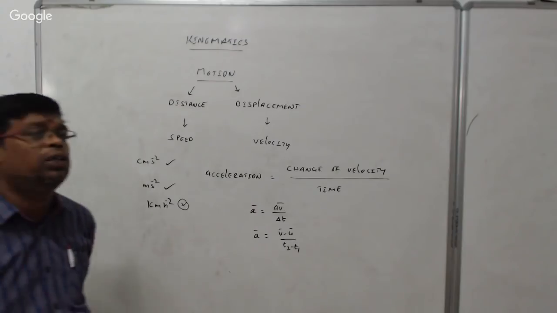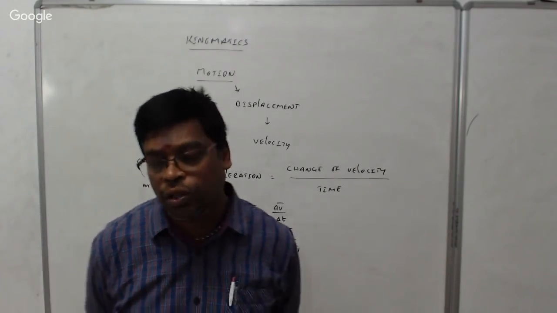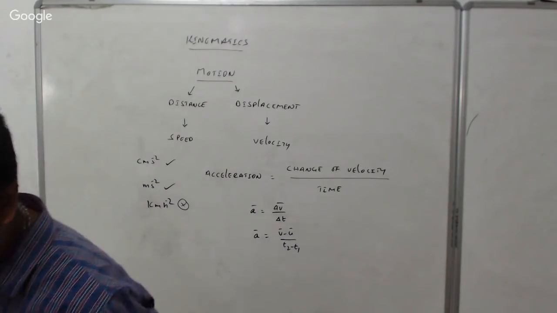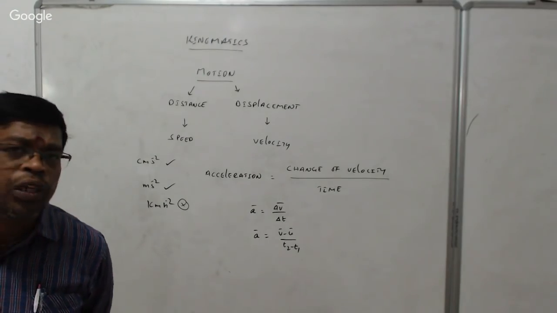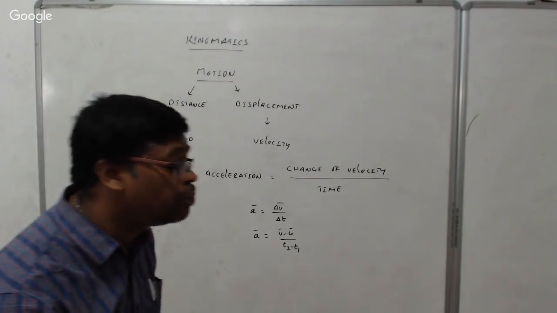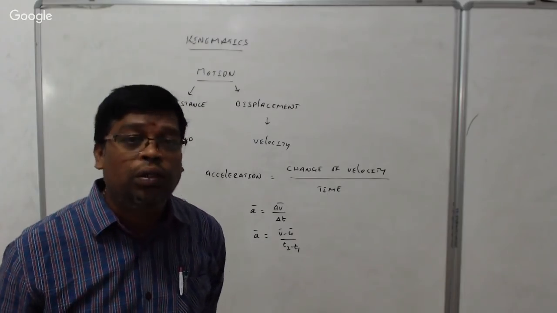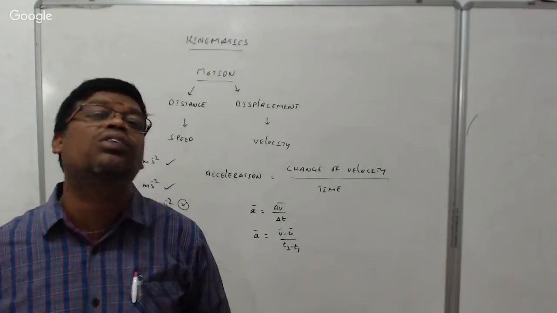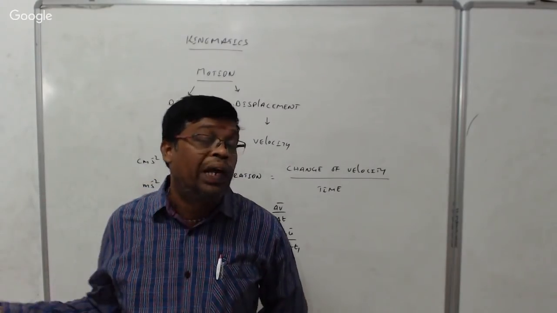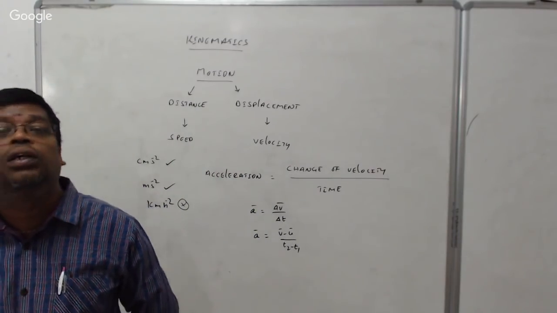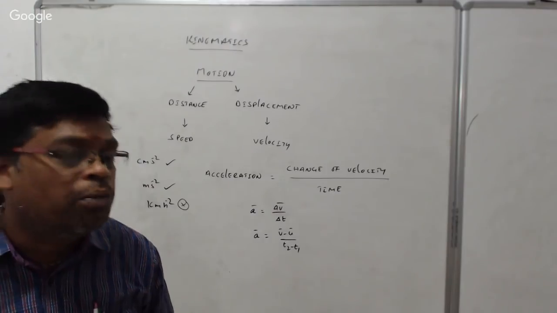And what is the next one? Variable acceleration. What do you mean by variable acceleration? The acceleration of a body is said to be variable acceleration if the change of velocity takes place in unequal intervals of time. Change of velocities in unequal intervals of time is called variable acceleration.